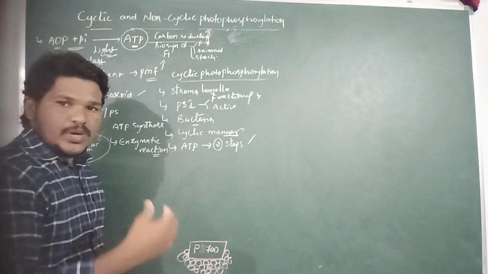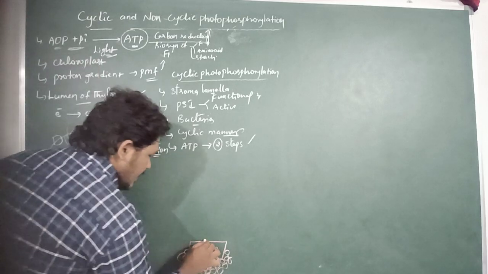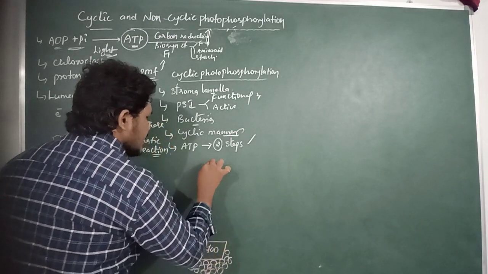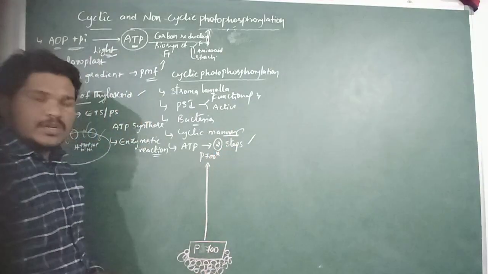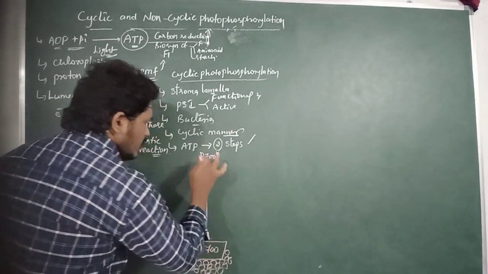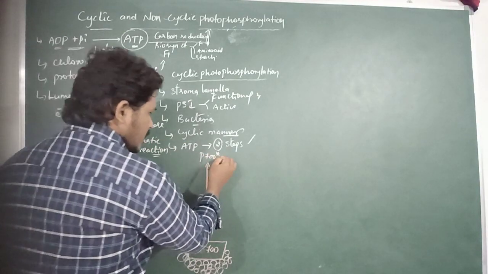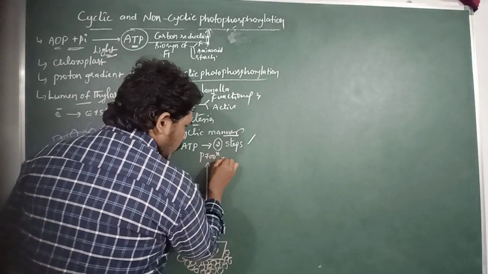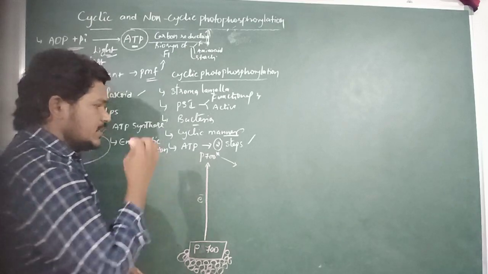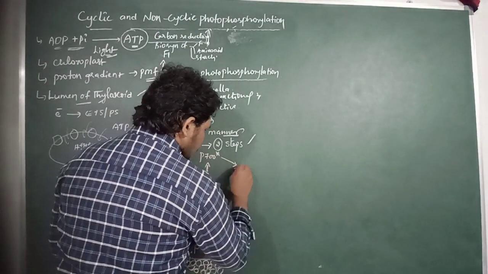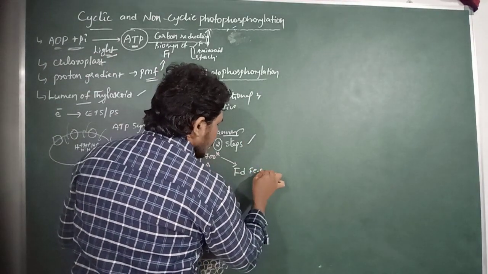So here the PS1 absorbs sufficient light energy and releases electrons and goes to an excited state. The excited state of P700 donates its electron to the primary electron acceptor, that is ferredoxin, which is an iron sulfur protein component.